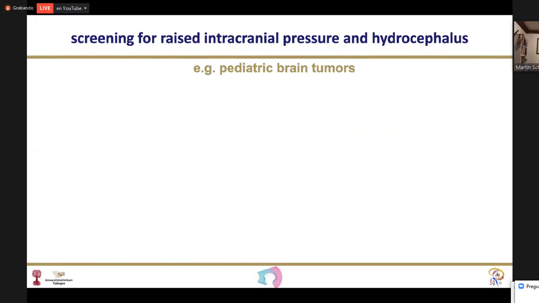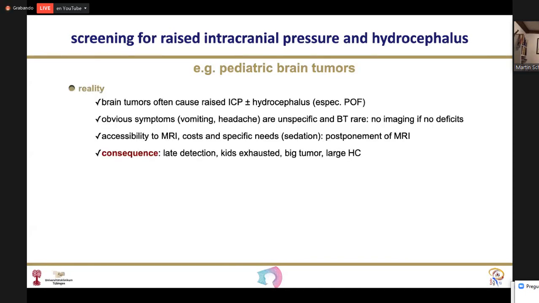So if we take the example of pediatric brain tumors, we need a screening tool, because the reality is they often cause raised ICP and hydrocephalus, but the obvious symptoms are very unspecific, and brain tumors are rare. So you would not initiate imaging for the first symptoms of vomiting and headache. Then you have the problem of accessibility to MRI. You have specific needs like sedation, so MRIs are often postponed. In consequence, many tumors are detected quite late, when the kid is already exhausted, has a big tumor and a large hydrocephalus.